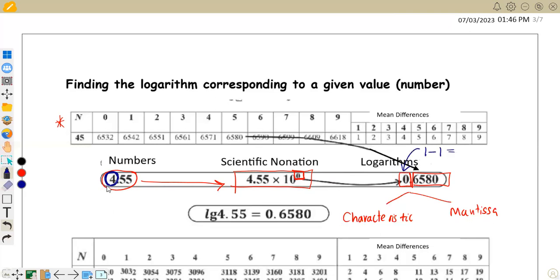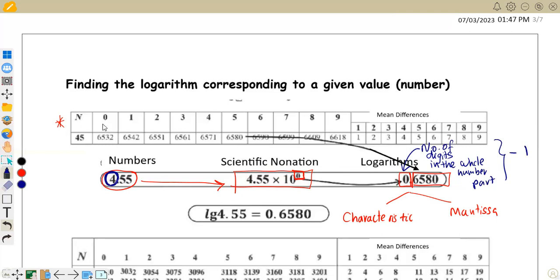You can subtract 1 from the number of digits in the whole number part. Then we obtain the characteristic. Now here it is 1. 1 subtract 1, it is 0. So the characteristic is 0. Then look at the logarithm table: there are 2-digit numbers in the first column.